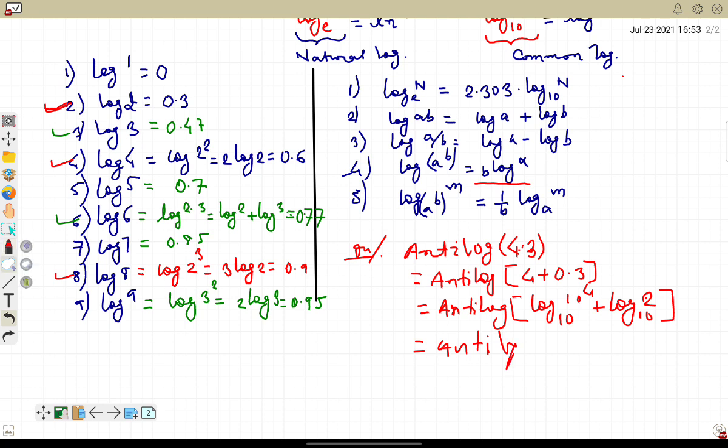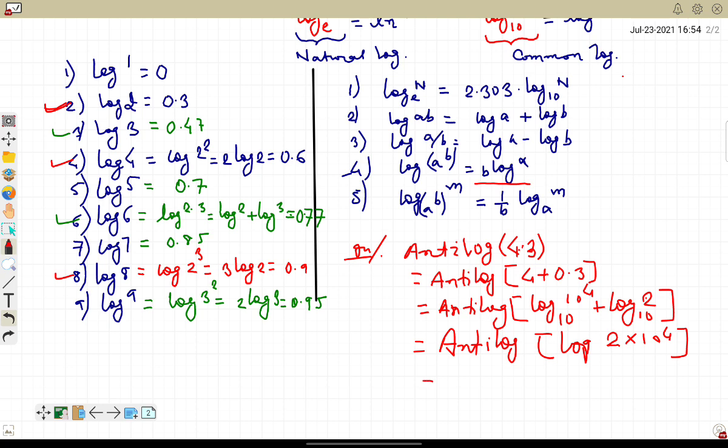So we can write first antilog, first write antilog, and what is the value of this complete log? We can write log 2 into 10 raised to the power 4, using this formula, log m plus log n is equal to log m into n.